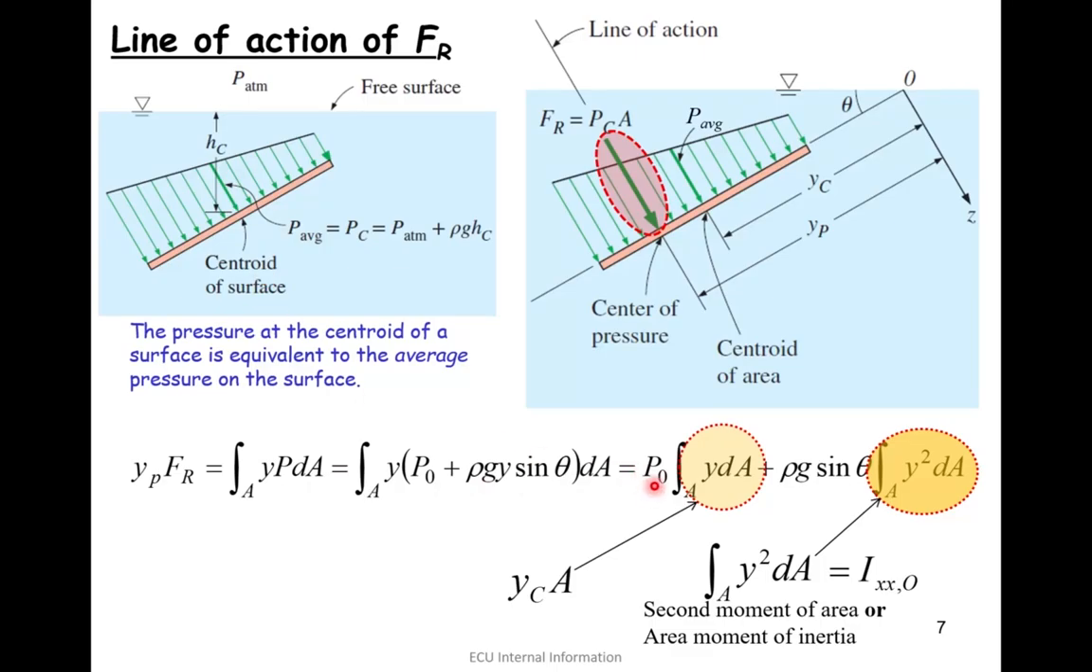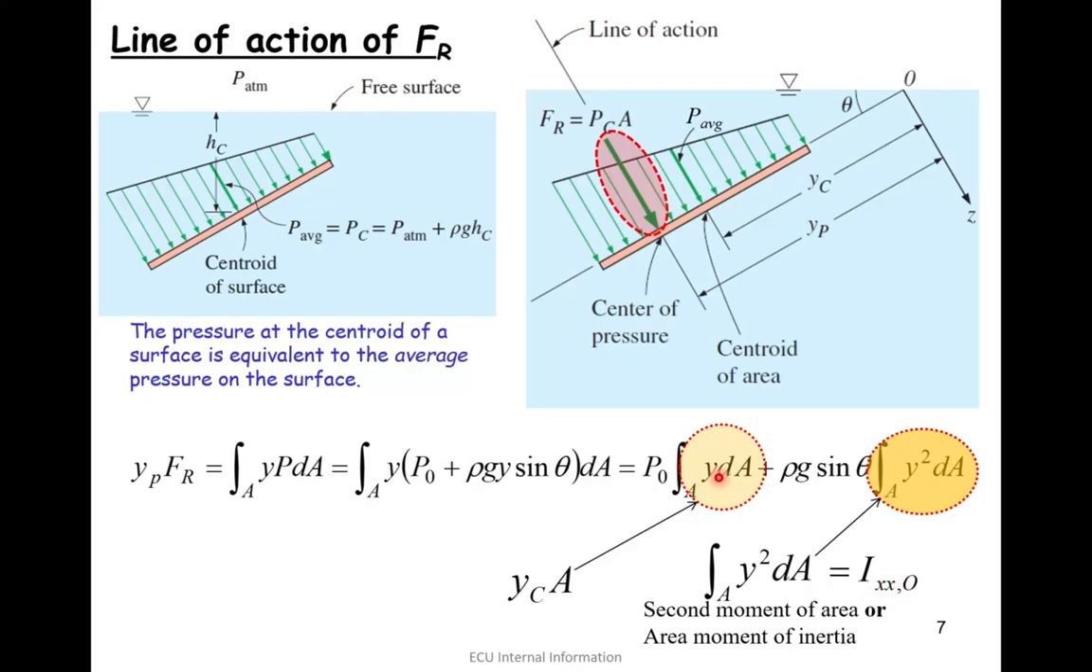Then P0 is constant, coming out of the integration, and we separate the integration, which would be ydA. Then plus the second part, which is rho g sine theta coming out of the integration, and then y stays in there, which would be basically this term. What is this term? This is the moment of inertia along the x axis.